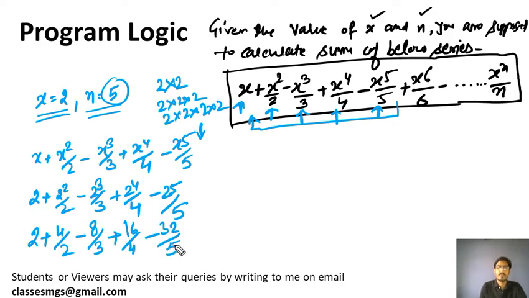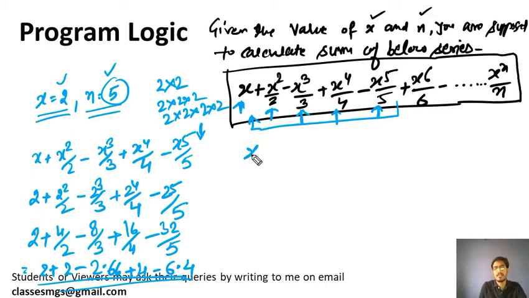32 divided by 5. So add those. 2 plus 4 divided by 2 is 2, minus 3 divided by 8 will be somewhere around 3 to 6, and 2.66 plus 4 divided by 16 divided by 4 will be 4, minus 32 divided by 5 will be 5, 6 the 30, and then 5 4 the 20, 6.5. If you add those and calculate, it will be the result of this particular given value, x equals 2, n equals 5, the series.